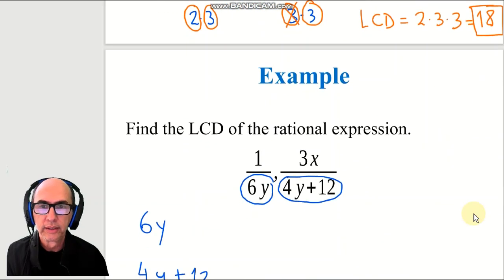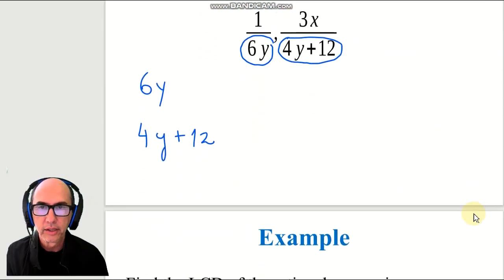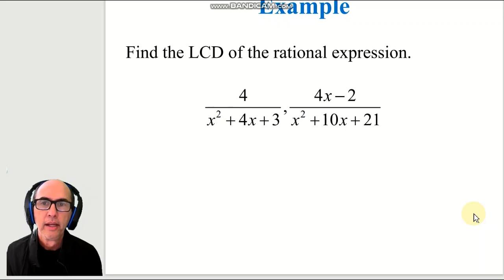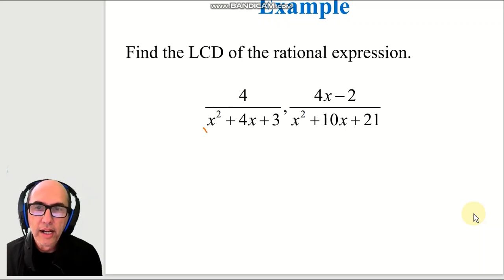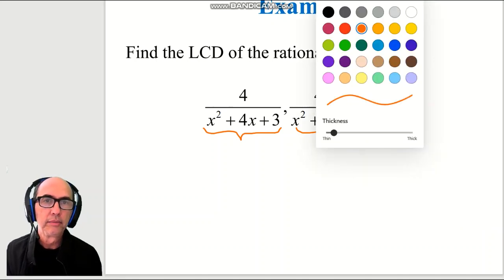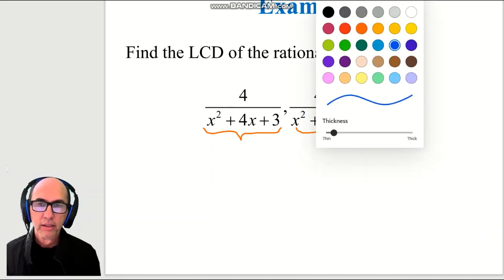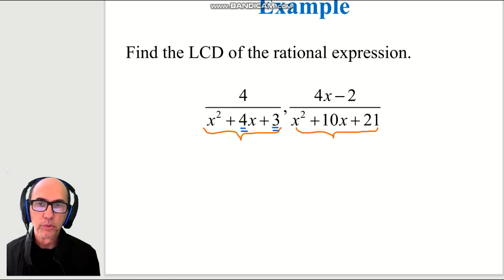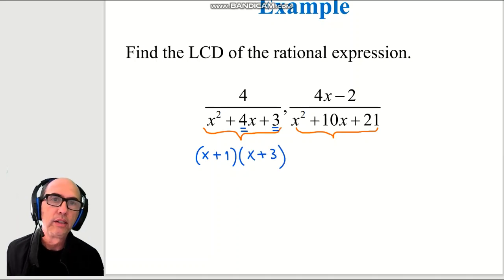Okay, so we're going to skip this because we're going to come back later to this. Look at the denominators. We have x squared plus 4x plus 3, x squared plus 10x plus 21. We will use the guessing method. Find two numbers that multiplied equal 3, and if you add, equal 4. Of course, that's an easy one. 1 times 3 is 3, 1 plus 3 is 4. Those are the two numbers.